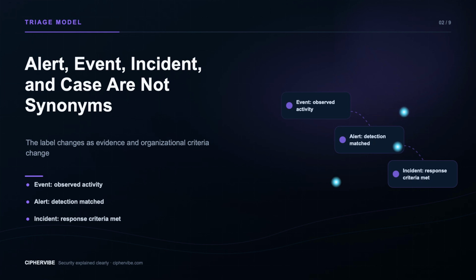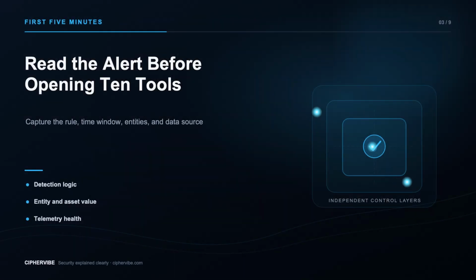The analyst should preserve the original alert, record ownership and timestamps, and avoid changing evidence during initial review. Start with the alert details. What rule fired? Which events triggered it? What time zone is used? Which user, host, address, application, or file appears? Is the asset business critical? Is the telemetry complete and timely?